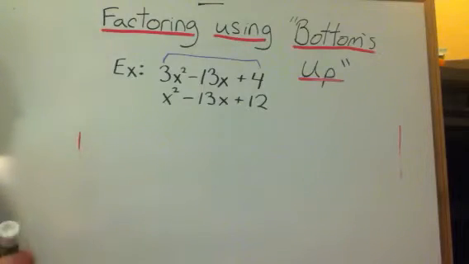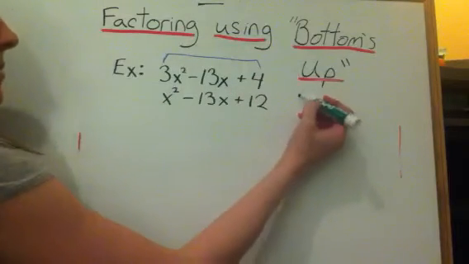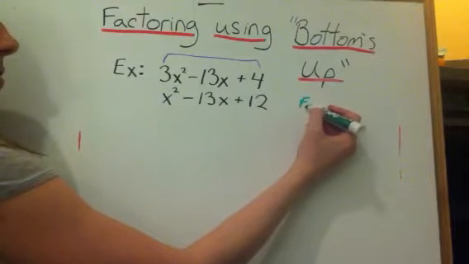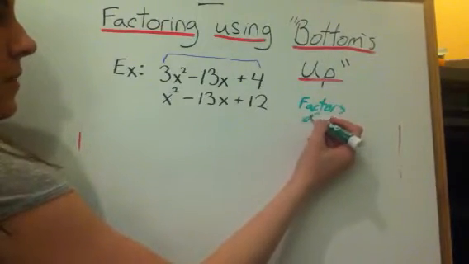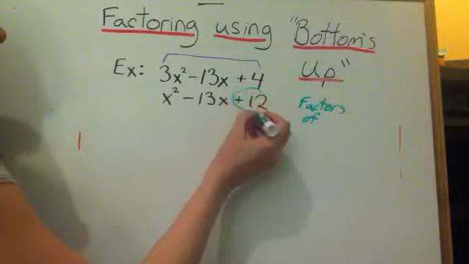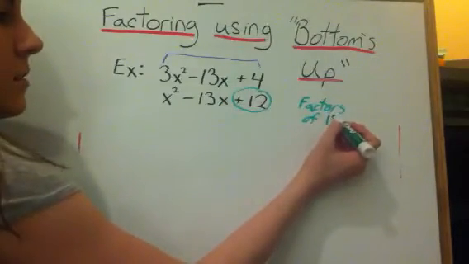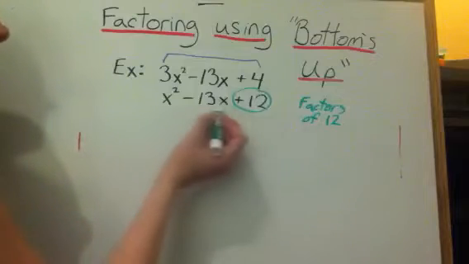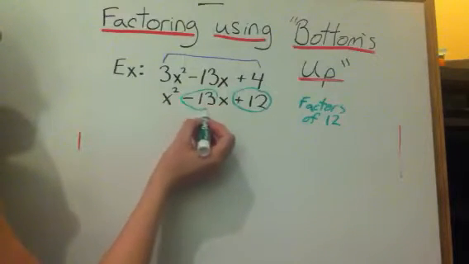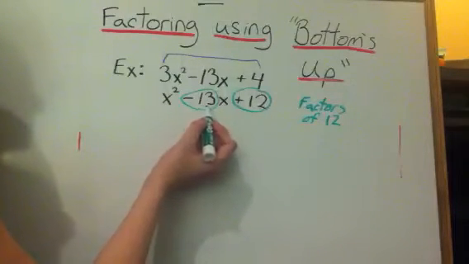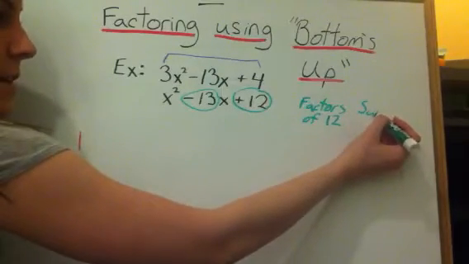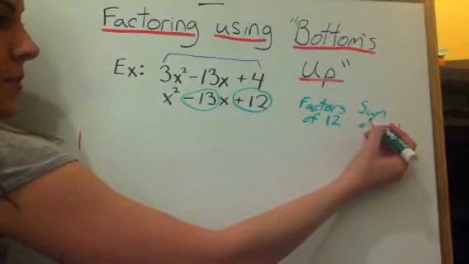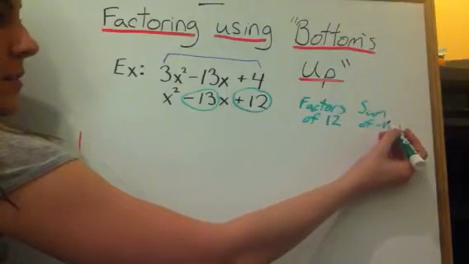So we're going to set up our factors and sum chart. Factors of our last number, our constant, 12, that add to give me a sum of negative 13, the coefficient of the x term. So factors of 12 that add to give me a sum of negative 13.